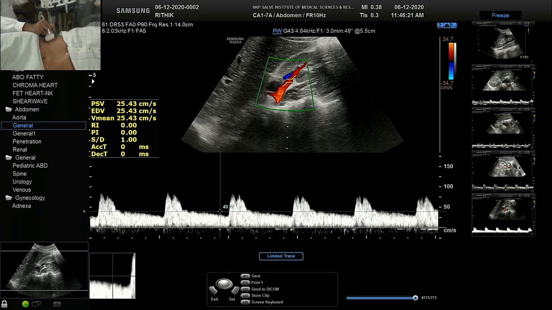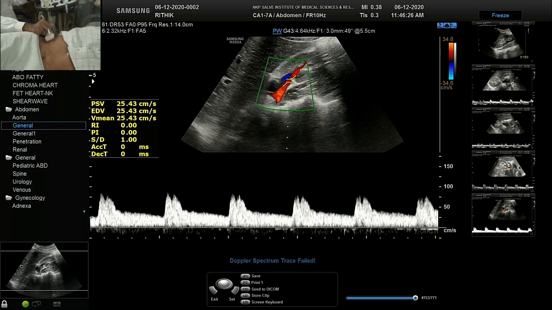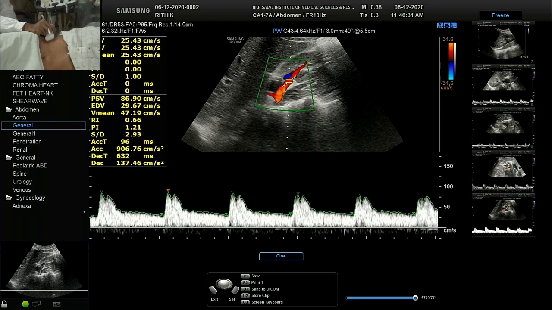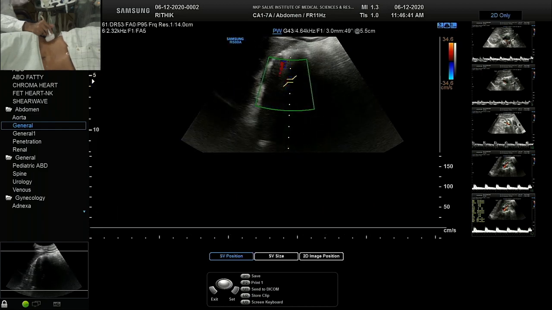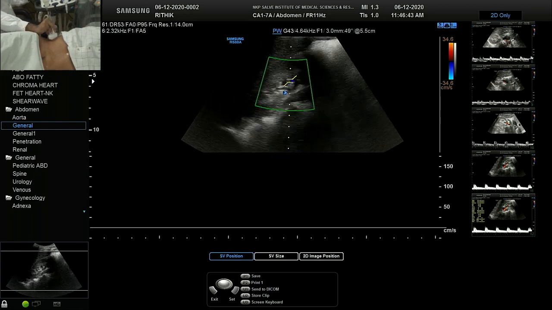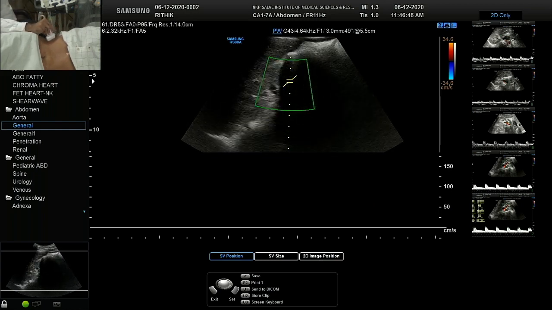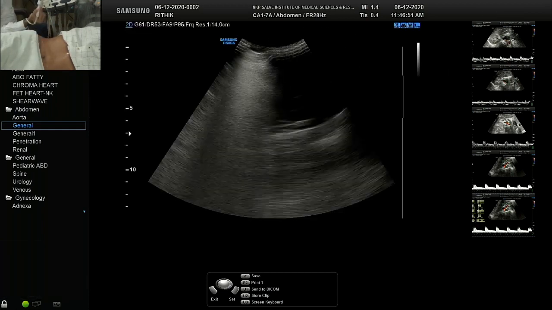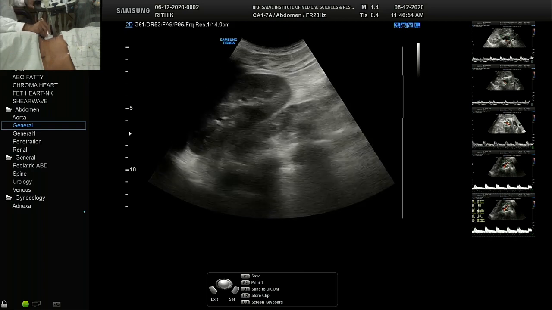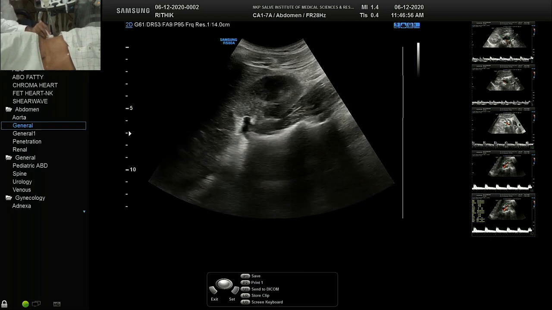We'll try to measure the acceleration time here. The acceleration time here is 96. More than 80 is the indirect evidence, but the machine has probably not measured it properly. So we can measure it manually. There are buttons and modes available to measure them manually. So we go back to B mode. We go to the lower pole segmental.